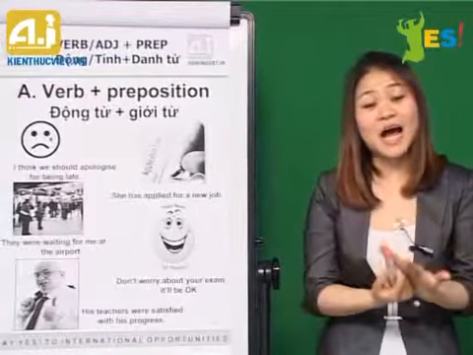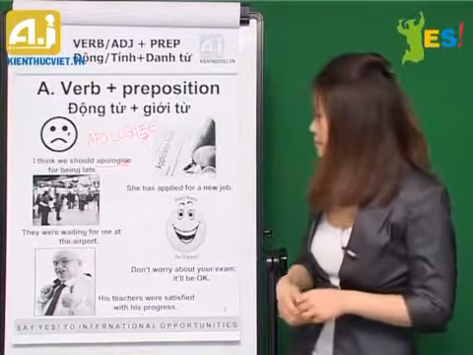To apologize for doing something. Verb ing form, right? So to apologize for doing something is to say sorry because you have done something that you don't want or you regret doing.